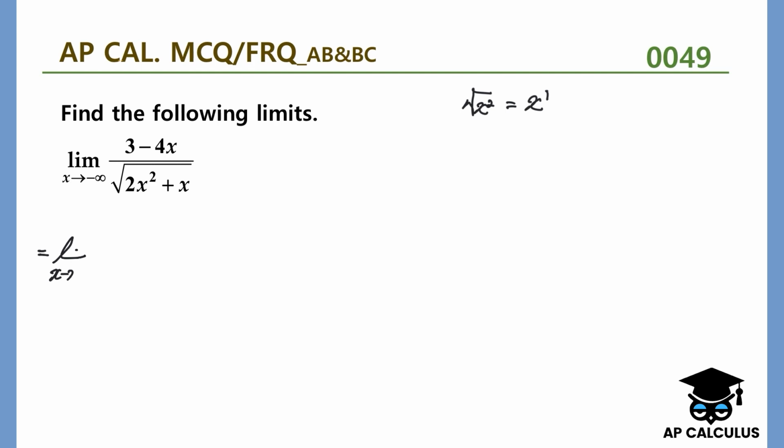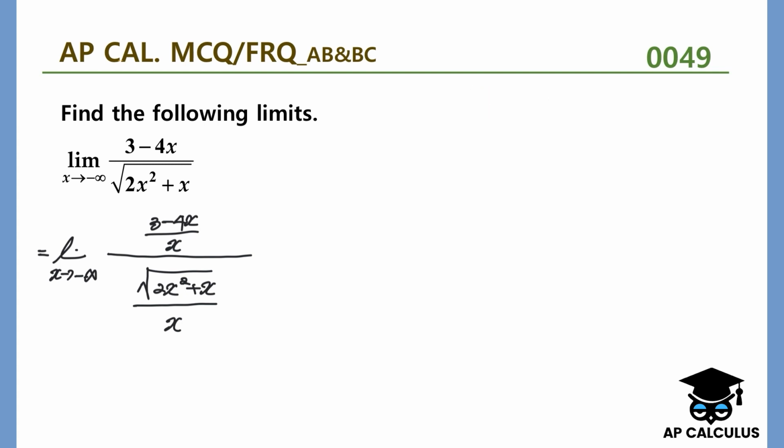So that is equal to the limit as x approaches negative infinity, and we have numerator 3 minus 4x divided by x, and the square root of 2x squared plus x over x. And we're going to rewrite this x with a square root. But one thing that we have to be careful about is that when we write x with a square root, it can be written in two different ways. Sometimes x can be written as the square root of x squared. Sometimes it can be written as negative square root of x squared.